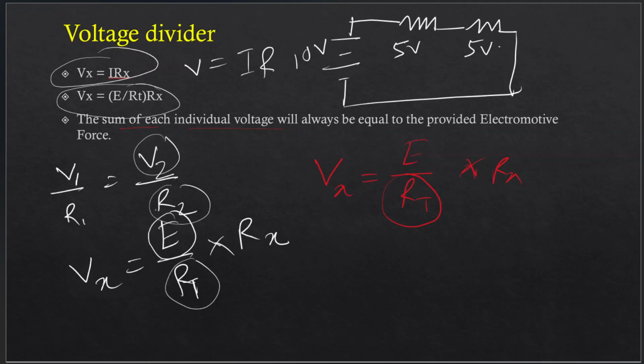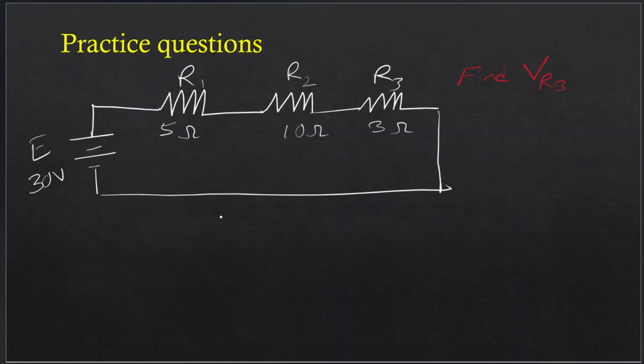Now let's move on to some practice questions. So this is a series circuit. Again, how do we know it's a series circuit? From the previous video explaining series circuits, we have a single common point between two resistors, so that means a series circuit. Now our resistors are 5 ohm, 10 ohm, 3 ohm. Now we have to find VR3. VR3 means the voltage across the R3 resistor. Now how do we find that?